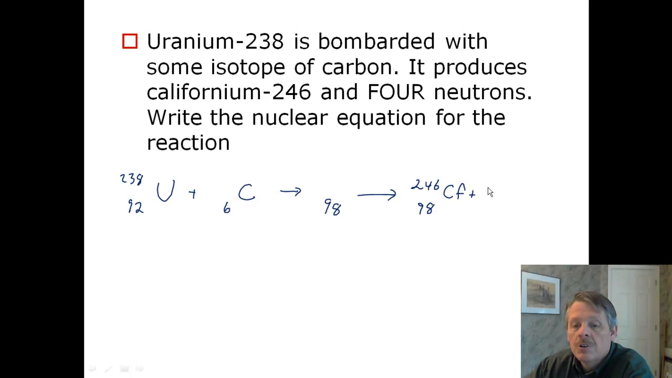So I'm just going to write them out all separately as 1 0 n plus 1 0 n plus 1 0 n plus 1 0 n. All right, so that's 246 plus 1 plus 1 plus 1 plus 1. That's 250 up on top. All right, and my 98 is on the right. My 98's in the middle. 98 works just fine, but what I have to figure out is 238 from 250. That is 12. So we hit it with carbon-12, the very common isotope of carbon. So that's cool.